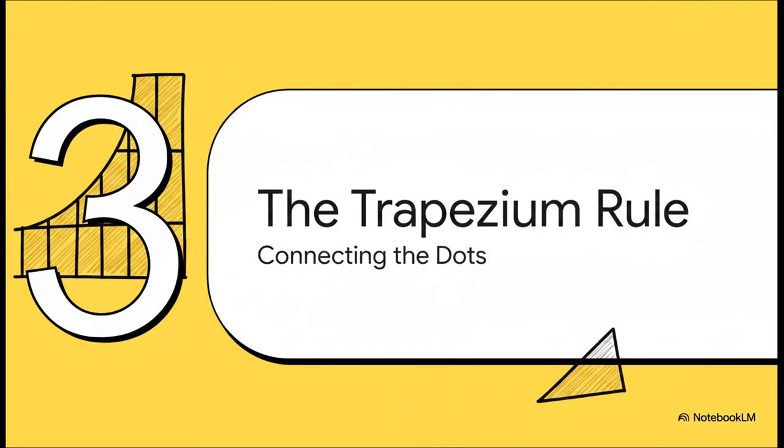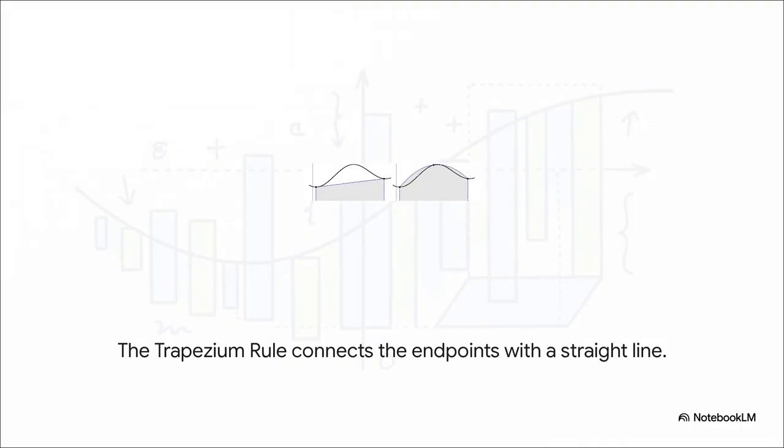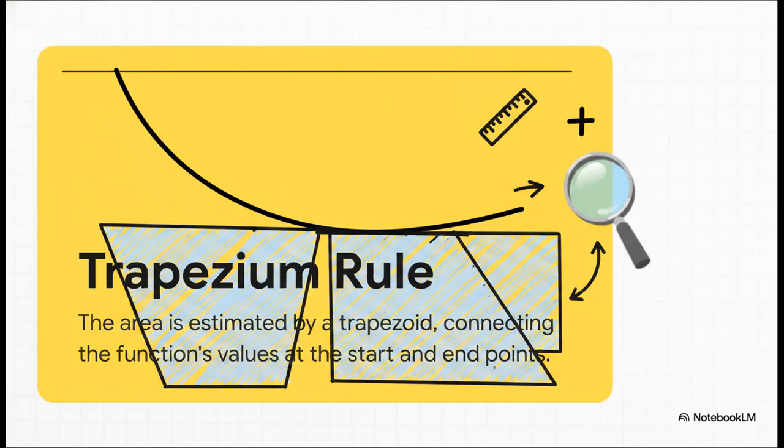Instead of a totally flat-topped rectangle, what if we used a shape with a slanted top? Let's check out the trapezium rule and see how it builds on that first idea. See the difference here? Instead of using the midpoint, this method just connects the start point and the end point of the curve with a straight line. That gives us a trapezoid, and you can already see it seems to follow the curve a little more closely than that flat rectangle did. The logic here is pretty simple. We calculate the area of that trapezoid. It's just the width of the interval multiplied by the average height of the two endpoints. It's a neat little upgrade, but that straight line, it's still not a curve.